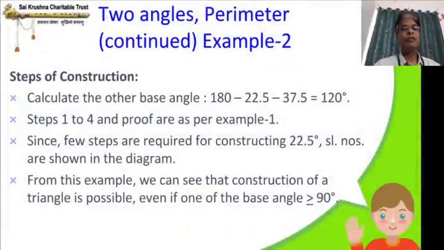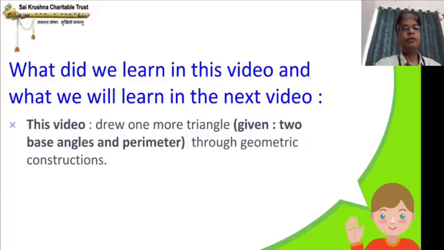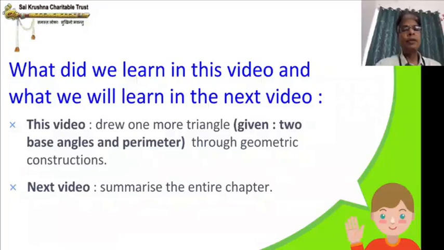So the steps also I have given here. You can note down the points, steps, and then move forward. If you have doubt, you can go back to the previous page, but you will be able to construct just by seeing these steps. So in this video, we have drawn one more triangle, given two base angles and a perimeter, through geometric constructions. In the next video, we will summarize the entire chapter.